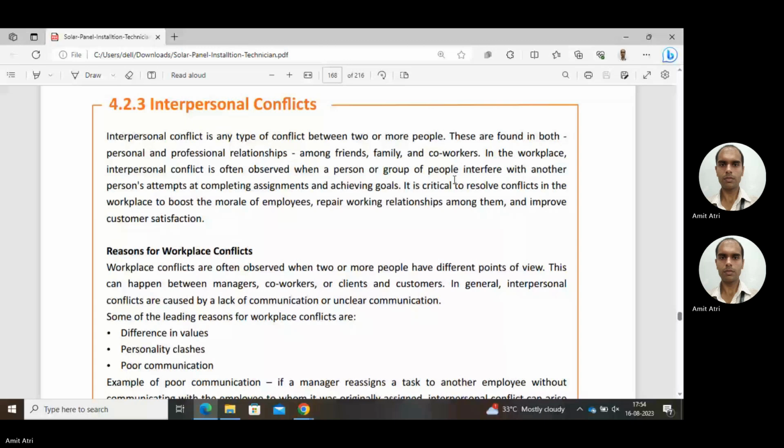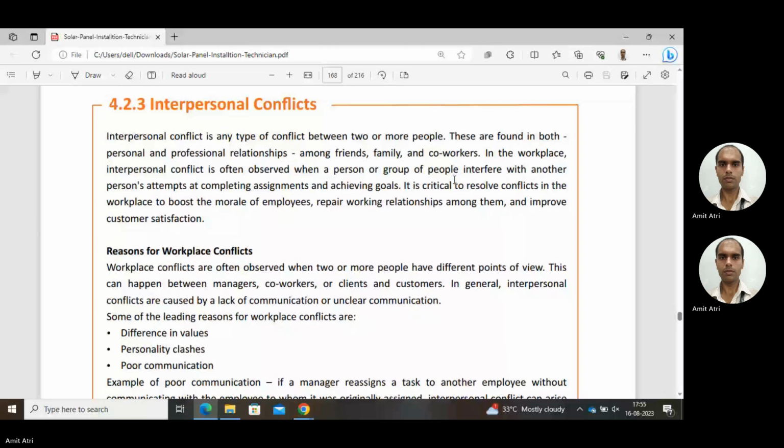So in general, interpersonal conflicts are caused by a lack of communication or unclear communication. So this is another reason: lack of communication, also communication that is not clear. Some of the leading reasons for workplace conflicts are differences in values, personality clashes, and poor communication. Here is an example of a poor communication case.